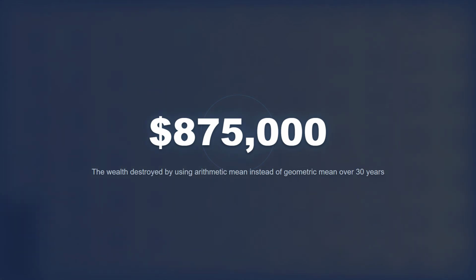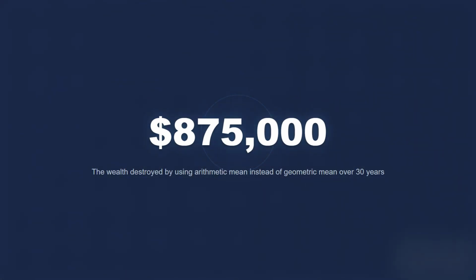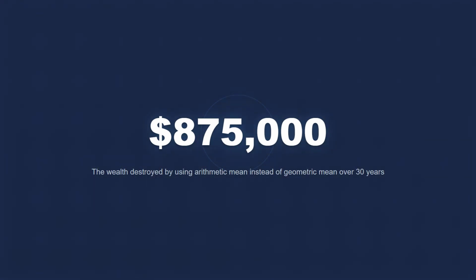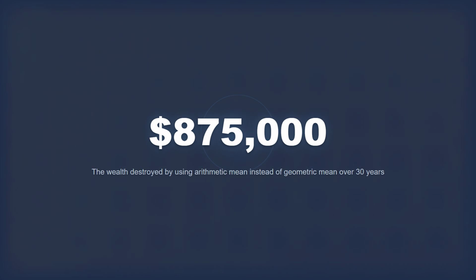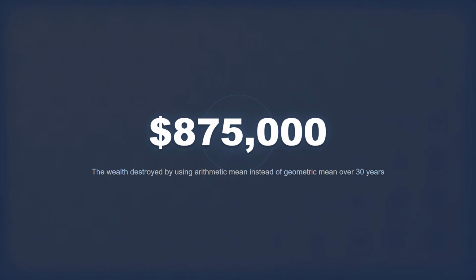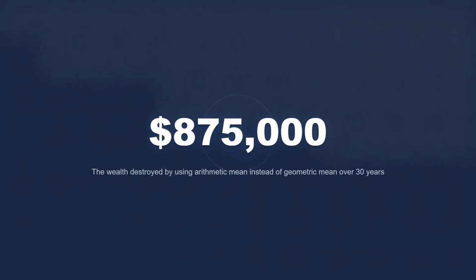And on the CFA exam, that lie is worth multiple wrong answers. The gap between arithmetic and geometric mean is not a rounding error. On a $100,000 investment over 30 years, it is the difference between $2.09 million and $2.97 million. $875,000. One formula swap.